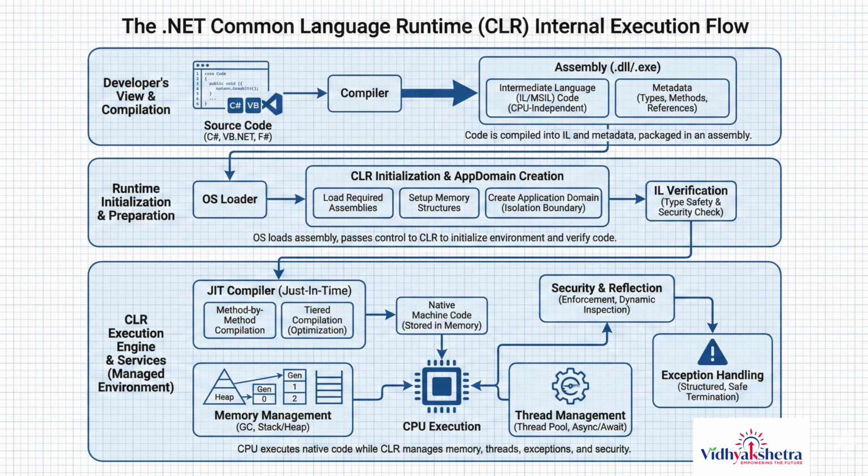The garbage collector works by identifying objects that are no longer reachable from application code. If an object cannot be accessed by any running thread, it becomes eligible for collection. The GC then frees that memory and makes it available for future allocations. This automatic memory management significantly reduces memory leaks and pointer-related errors.